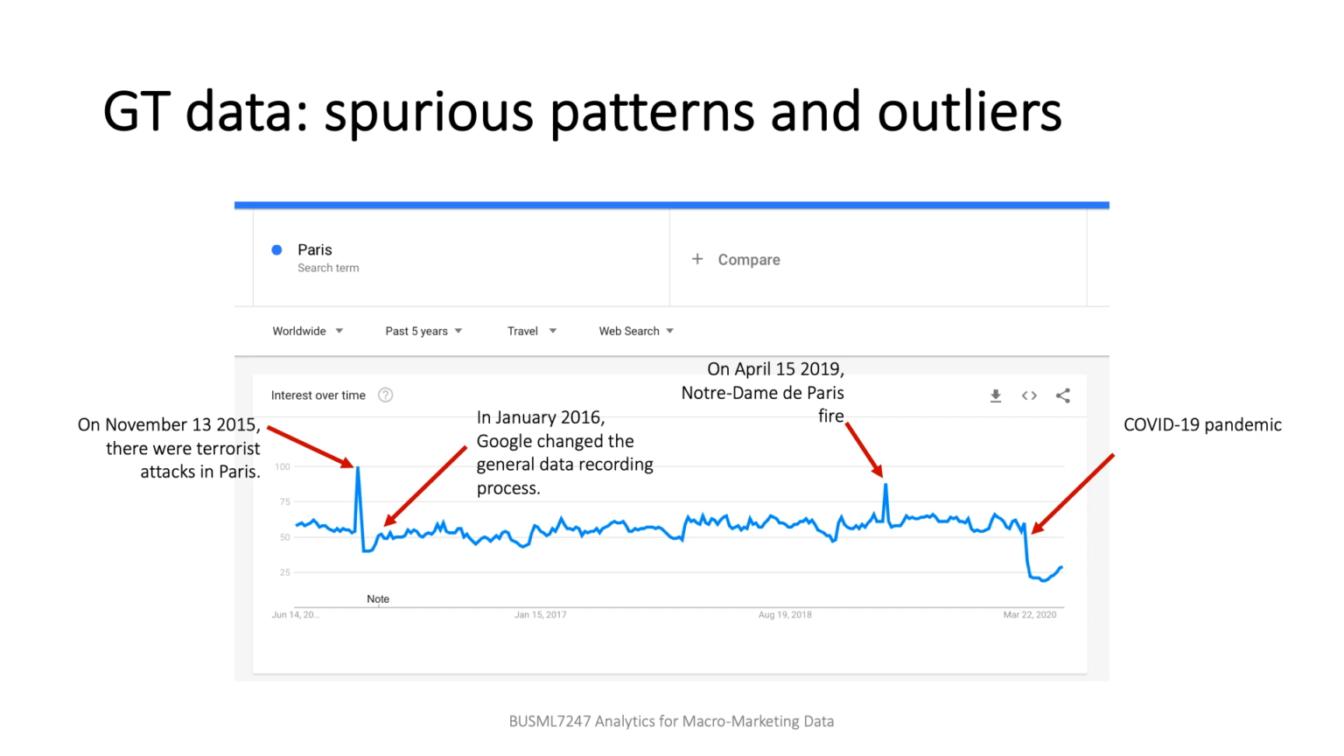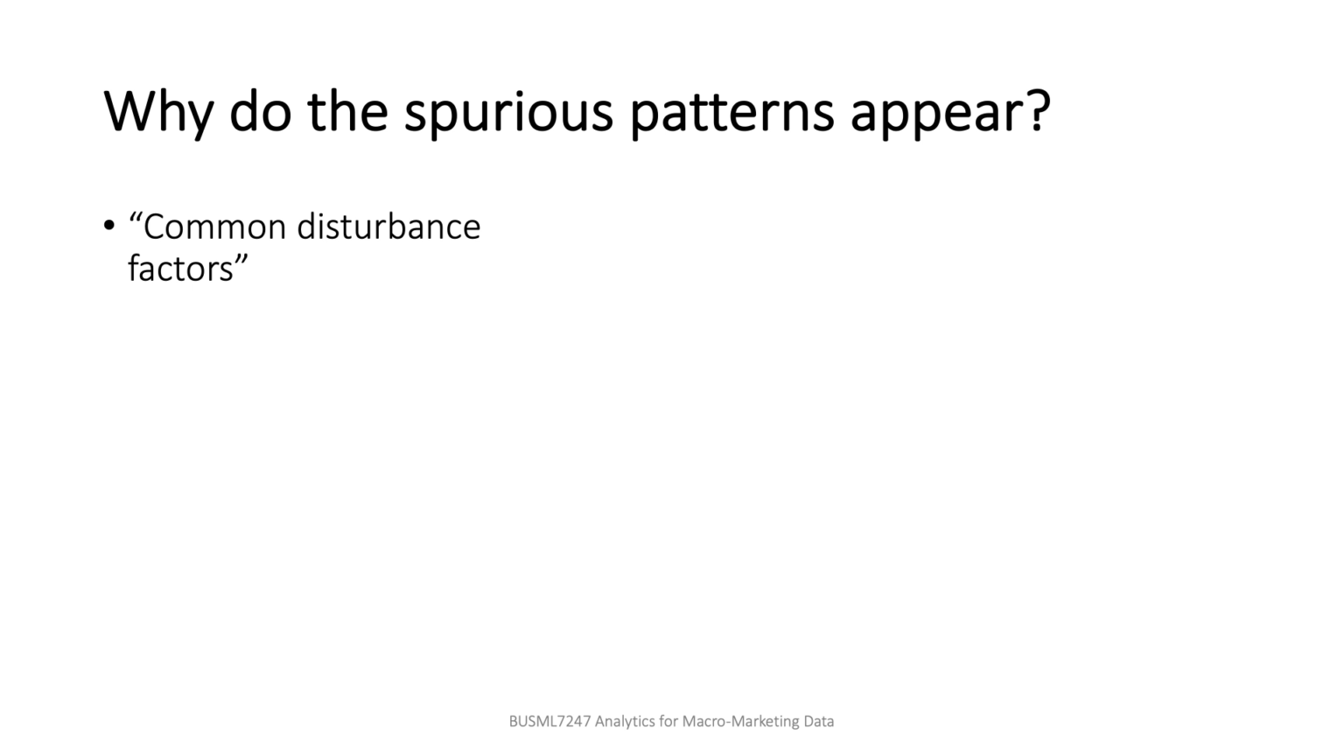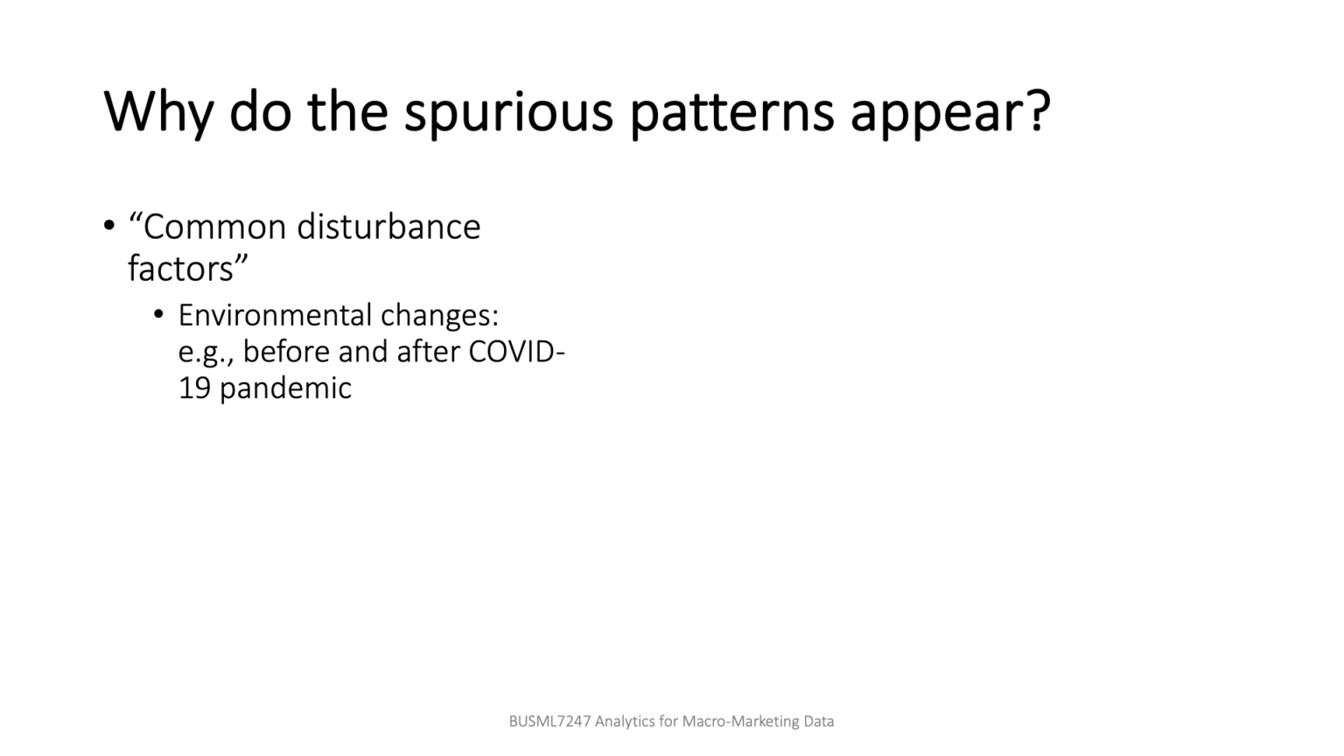And from March 2020, we are currently experiencing a virus pandemic, which makes people limit travel. So, you can see a huge drop in search queries. The spurious patterns come from various factors. The authors of the article call them common disturbance factors. One is an environmental change, like the COVID-19 pandemic. It changed everything, definitely including traveling.